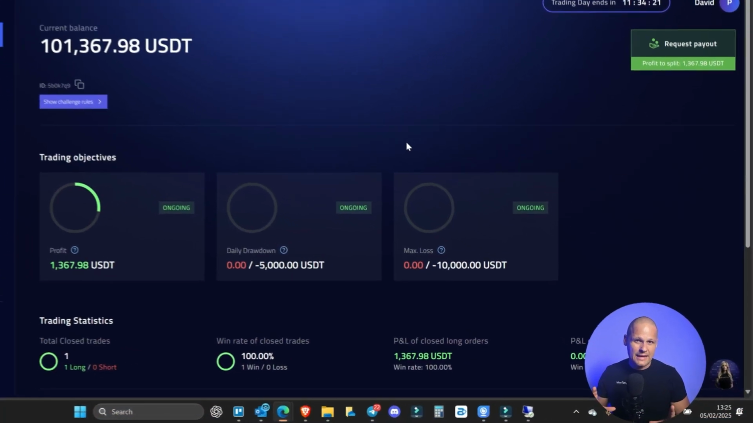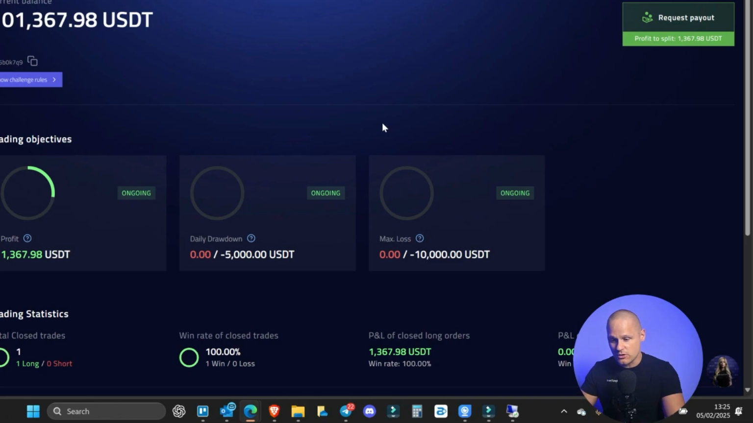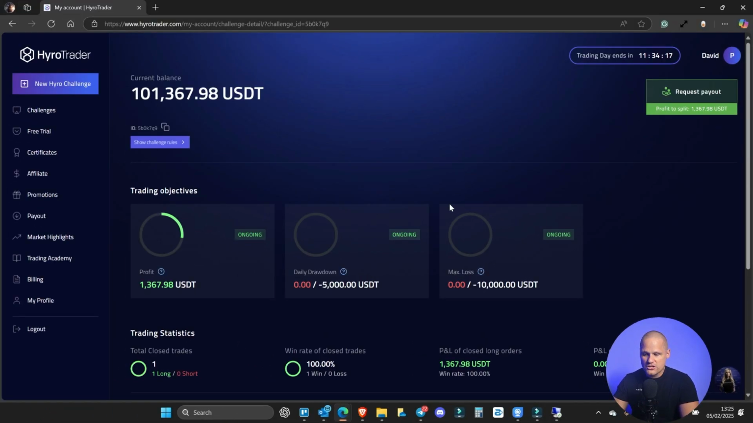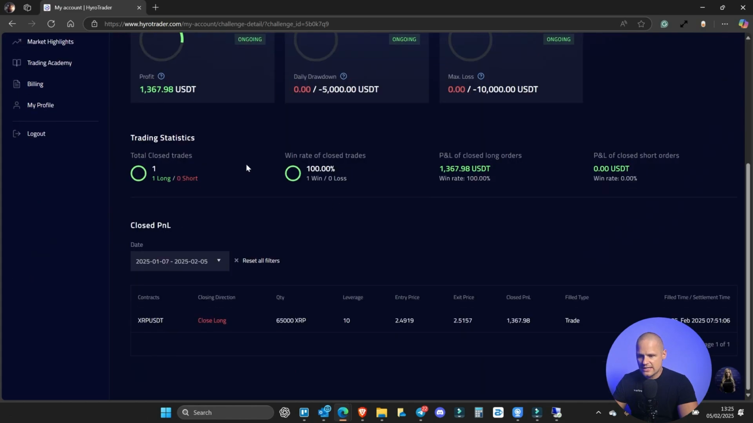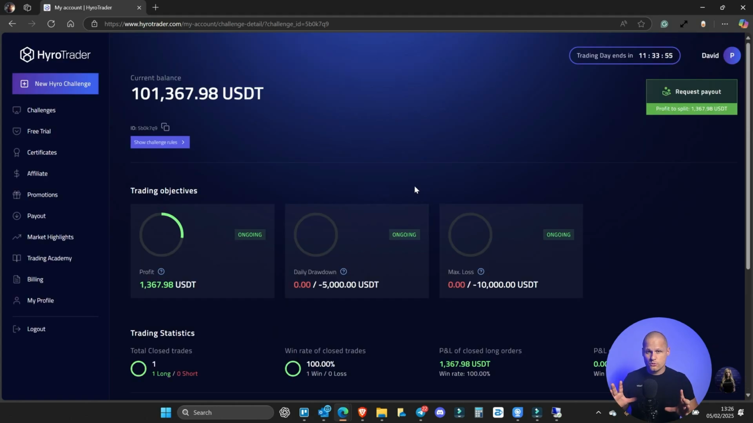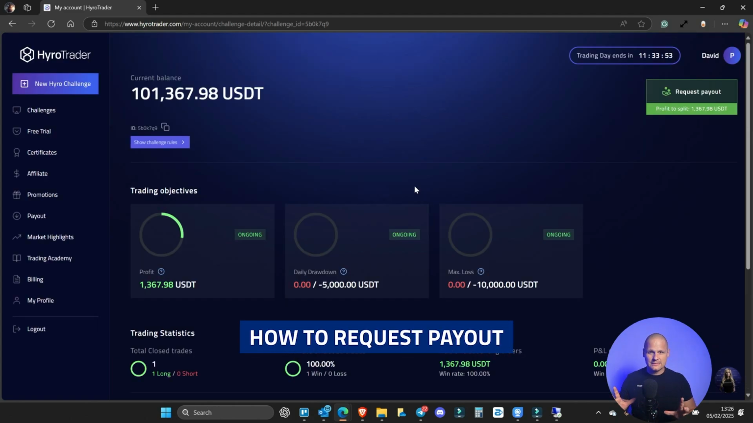Alright, so we are back in the HyroTrader challenge dashboard. You will see all the information about your trading in here. You will see your profit, your daily drawdown, which is reset every midnight, and your maximum loss. Right? You can see your trading statistics, your winning ratio, your closed trades, right? Here is one trade, and right now I will show you a demonstration of how to request the payout.